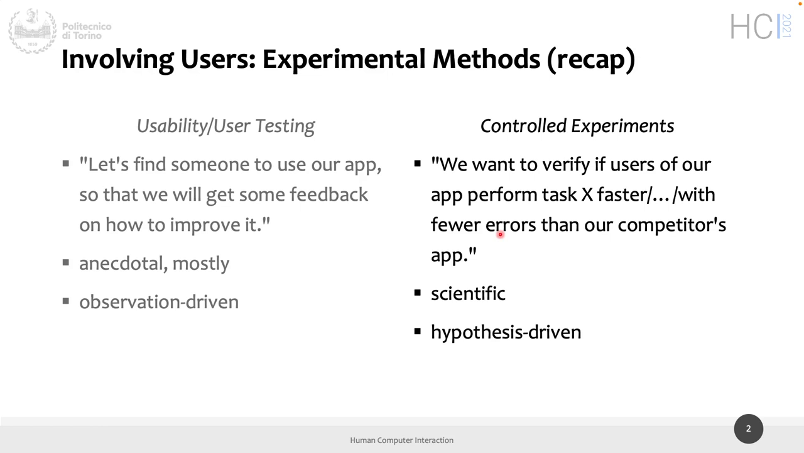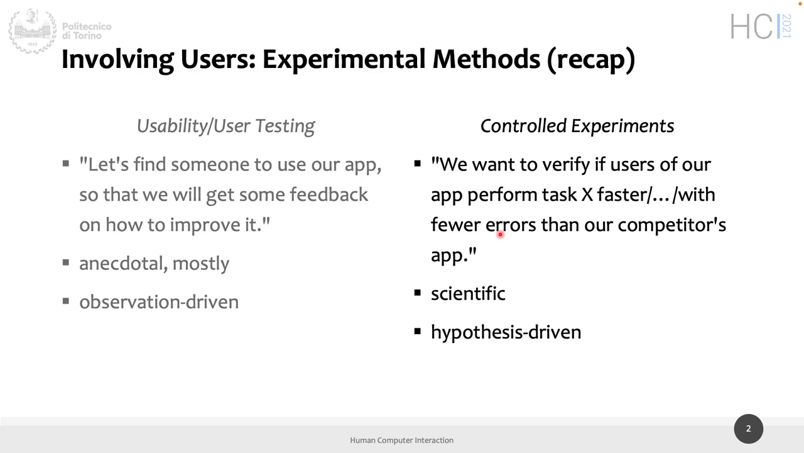Why is there this difference? Because this is scientific. In control experiment, we use statistics to say if yes, my application is faster than the other. Not because these five people that tested the application say so, but because we have data that can be generalized to a certain extent, and those data told us that there is actually a difference, and this difference is significantly different in speed, let's say, from the other version of the application or the other application, et cetera, that we are comparing to. And this is not only scientific, but also hypothesis-driven.